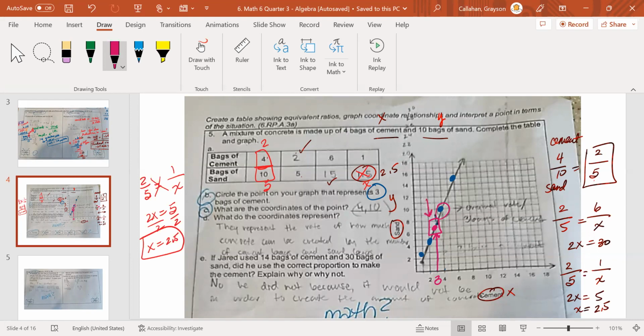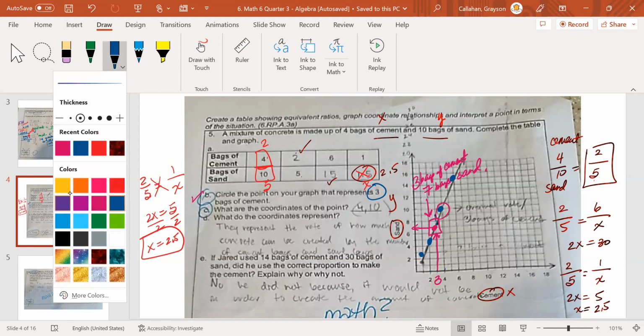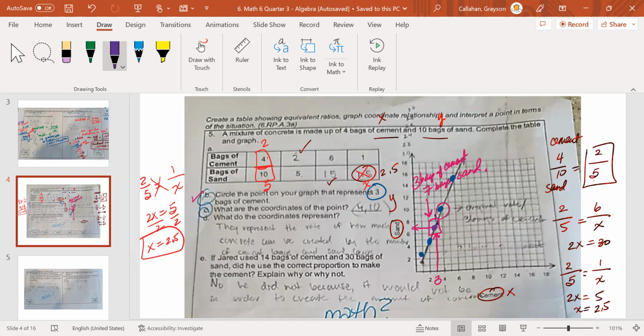This point right here is 3 bags of cement. With 3 bags of cement, it looks like it's going to equate to 7 bags of sand. Do you see that point right there? Okay, so that's done with B. What are the coordinates of the point? Oh, the point, which is right here. This point right there. What is the coordinate? 3, 7. 3 bags of cement. 7 bags of sand.